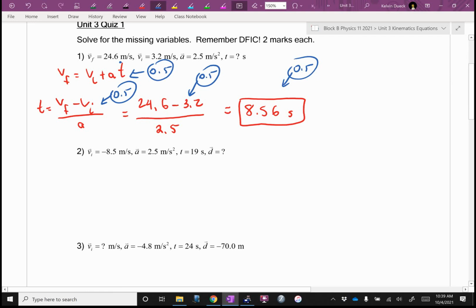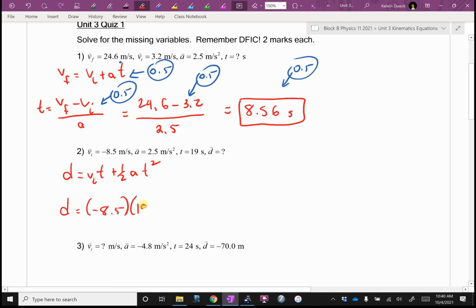So number 2, they gave me a VI, an A, a T, and a D. I think the equation that I'm going to use is D equals VIT plus a half AT squared. Is that correct? I need to get the D by itself. Ha-ha! Already is. Bonus. So now it's just going to be plug and chug. It's going to be VI negative 8.5. I guess we started out going backwards, or we started out falling downwards.